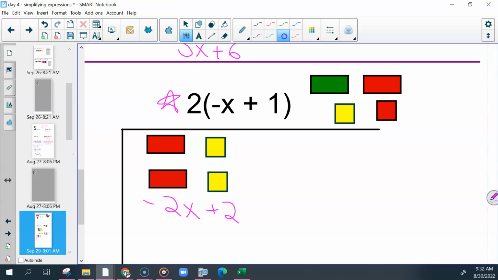If we were to distribute this, 2 times negative 1 gives us what? Negative 2, and we would include x afterwards, and then 2 times 1 would give us a positive 3. Do you like the algebraic way better, or the algebra tiles way better? Algebraic way? And then the algebra tiles way?